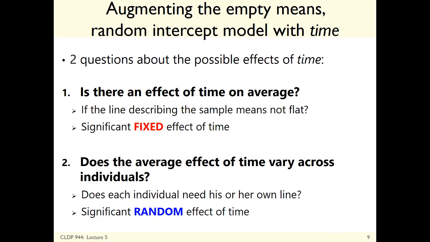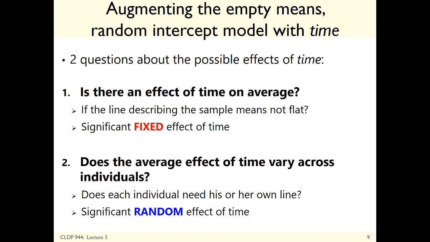Now let's put time in the story. So 2 sides of the model, 2 jobs for time to do. First question, is there an effect of time on average? Is there change on average? That's what fixed effects of time are for. Second question, new part ANOVA can't get you. Do people change differently? That's a random effect of time.